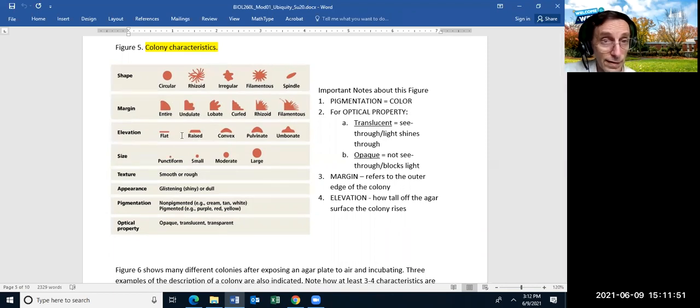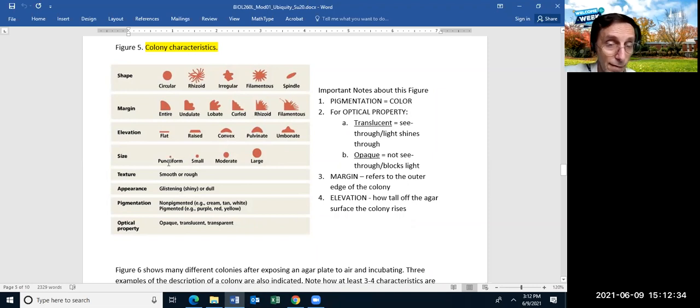Colonies have characteristics like a specific shape, a specific margin, an elevation. That's how high the colony is. I probably will not ask you about elevation, because to see the elevation, you really have to take the lid off the plate and then look at it from the side. But you can have a flat colony, a raised colony, and that's a mesa, a convex colony, and an umbonate. I will not ask you to separate a convex from a pulvinate. That would be too hard even for me to do. A pulvinate is just more extreme than convex.